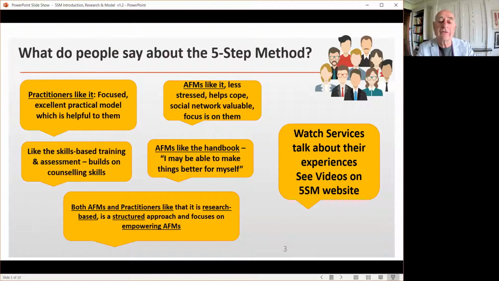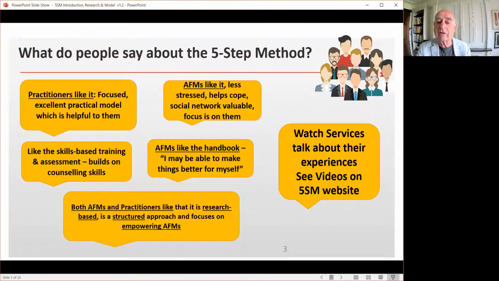And to remind you that the five-step method has quite a lot of support from both family members and practitioners. Practitioners tell us that they like it because it's focused, because it's an excellent practical model which is helpful to them, and they like the skills-based training and assessment, and they find that it builds on their counselling skills which they've acquired already in their professional career.